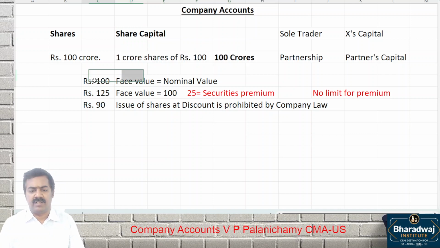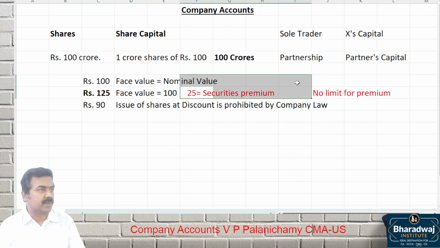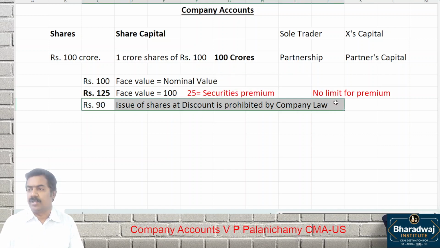So, simple. The total capital of the company is divided into what? Units having some value. That value is called as which value? Nominal value or face value. If face value is 100, if I issue the shares at 125, the 25 rupees will be called as which one? Securities premium. I cannot issue the shares at what? Discount. Clear? Start in your notebook.